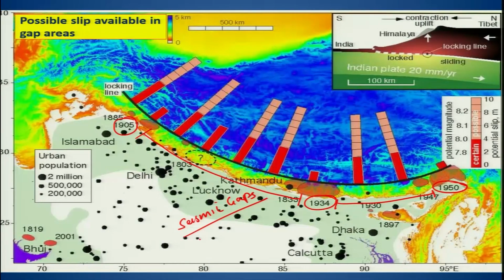This means that no such earthquake has occurred in this area, hence this area is vulnerable to the next large earthquake because the slip is available in this region, whereas slip has been released in this portion here, as well as slip is available. So these areas are marked as the seismic zones.